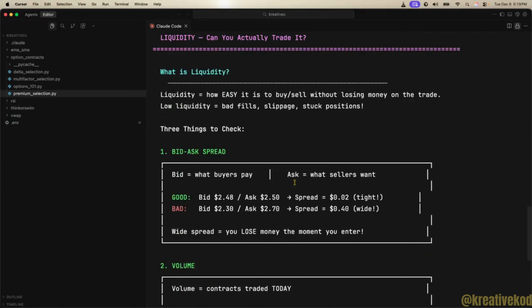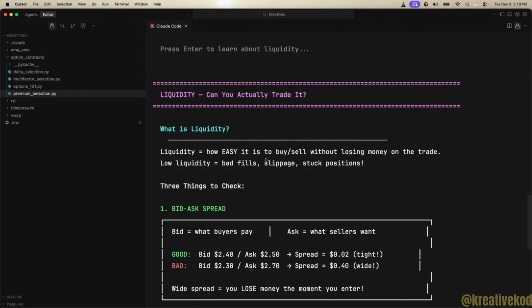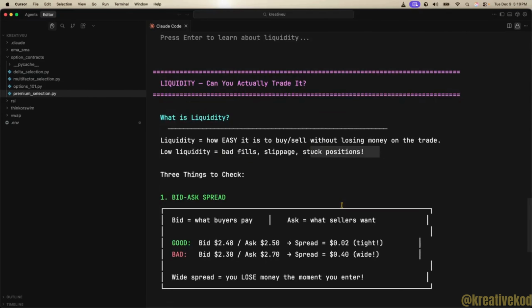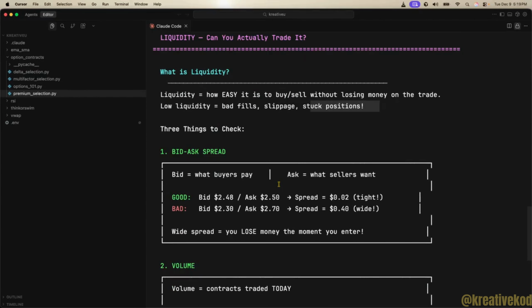All right, and then, what is liquidity? Liquidity is how easy it is to buy and sell without losing money on the trade. Low liquidity equals bad fills, slippage, and we're stuck in the position. So three things to remember when we're checking the bid and ask spread. The bid is what buyers pay, the ask is what sellers pay.